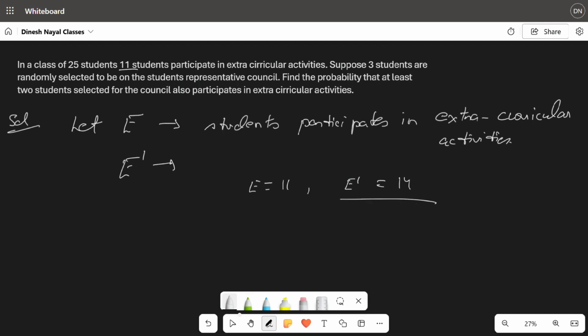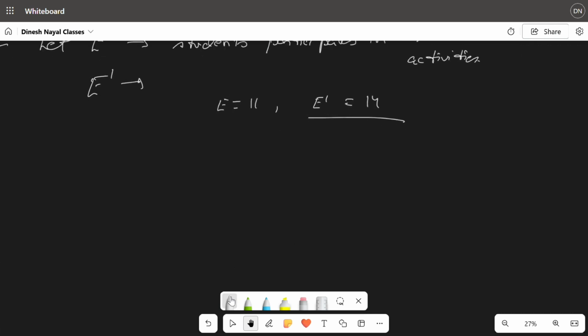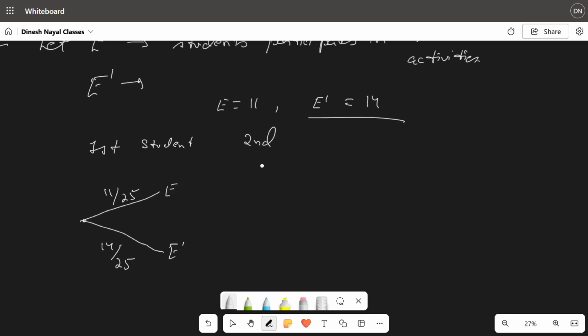Let's start making the tree diagram. For the first student, let this be from extracurricular activities and not from the extracurricular activities. So E, we know, is 11 out of a total of 25, 11 by 25, and this is 14 by 25. Now for the second student, again, he might be from extracurricular or not, but here the probability will change.